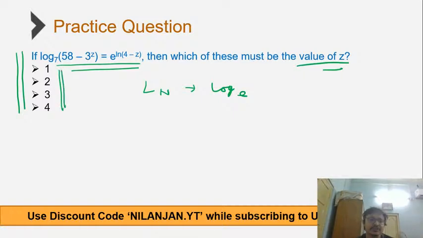You have the options. The easiest way would be to put the options and check in which case the value of z is satisfying. So try solving this in the next 1.5 minutes.